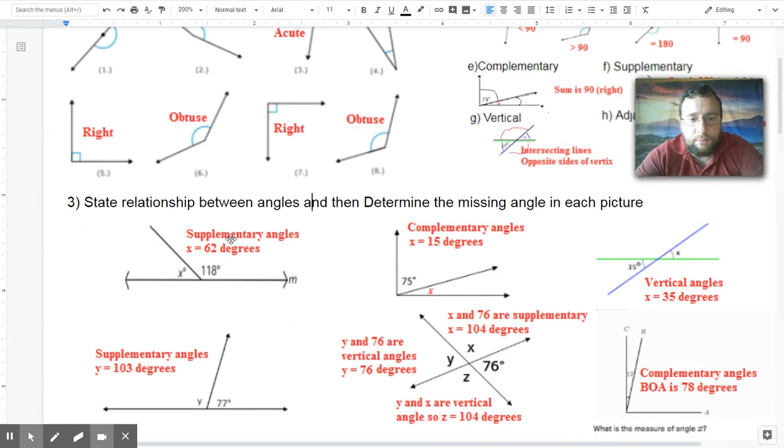So these are supplementary angles because they add up to 180 in a straight line. So this must be 62, because then added to 118, it makes 180. The way you figure it out is you do 180 minus 118, and then you get 62.